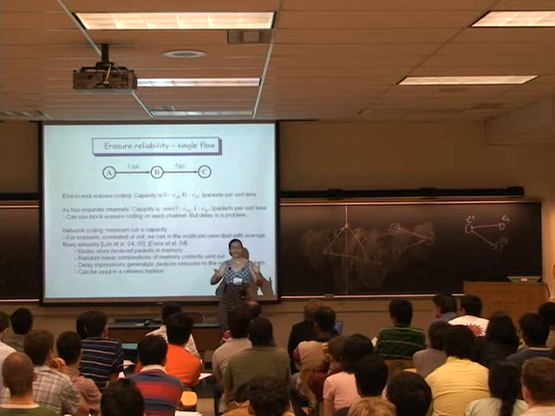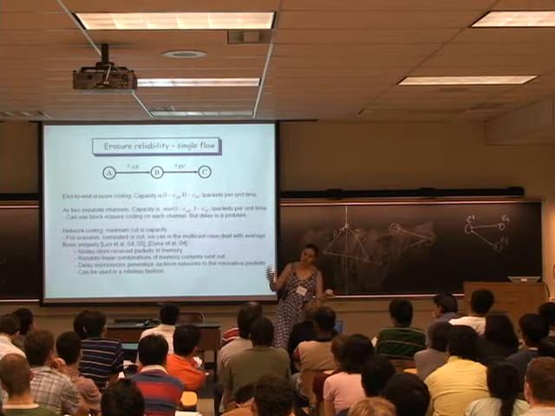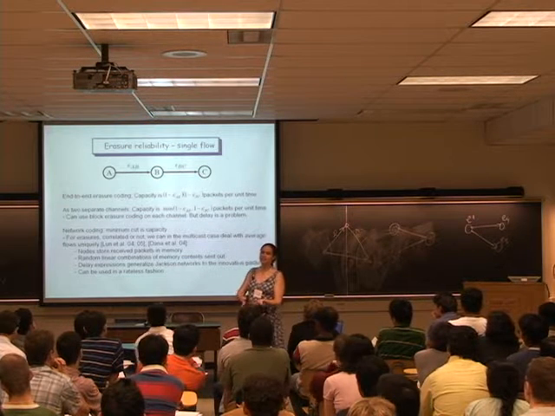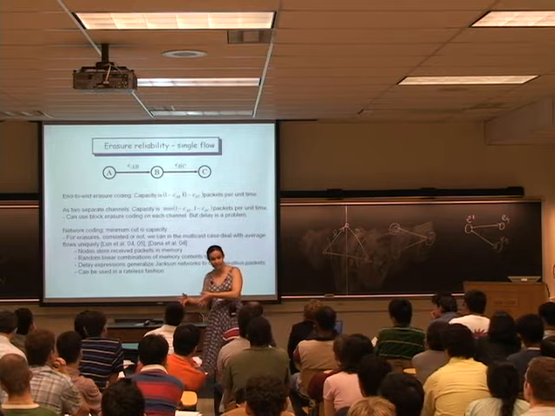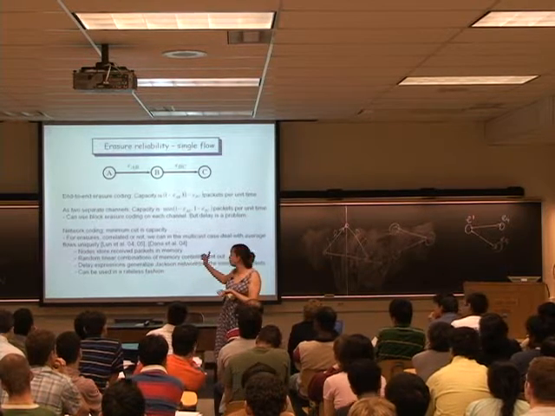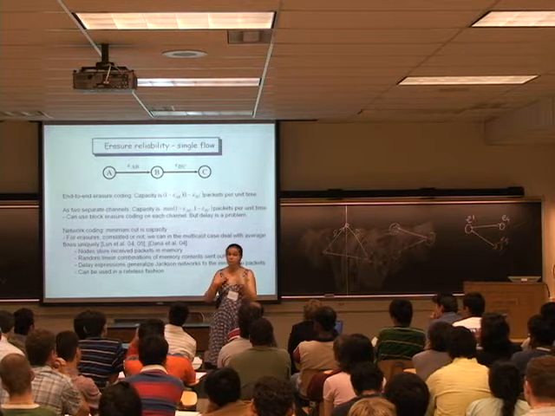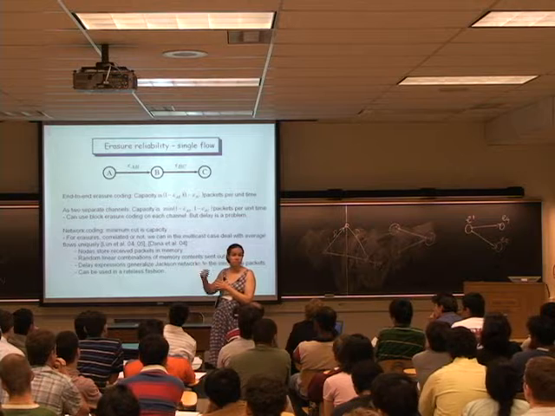If instead I did it as 2 separate channels, so I block encode at A, block decode at B, block encode at B, block decode at C, then I'm going to get the min cut, which is the minimum of the 1 minus epsilons. Okay? So that's actually the capacity of that network.